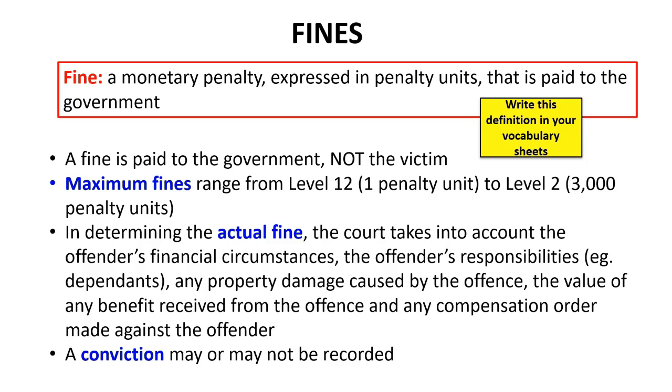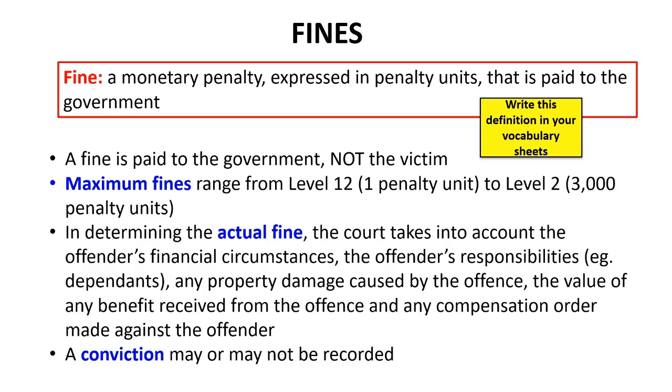Instead, in determining the actual fine to impose on a particular offender for an offence, the court will take into account a range of factors. These include the offender's financial circumstances. In other words, do they have a substantial income or are they fairly poor? And the offender's responsibilities. For example, are they responsible for looking after a big family or are they only responsible for looking after themselves?